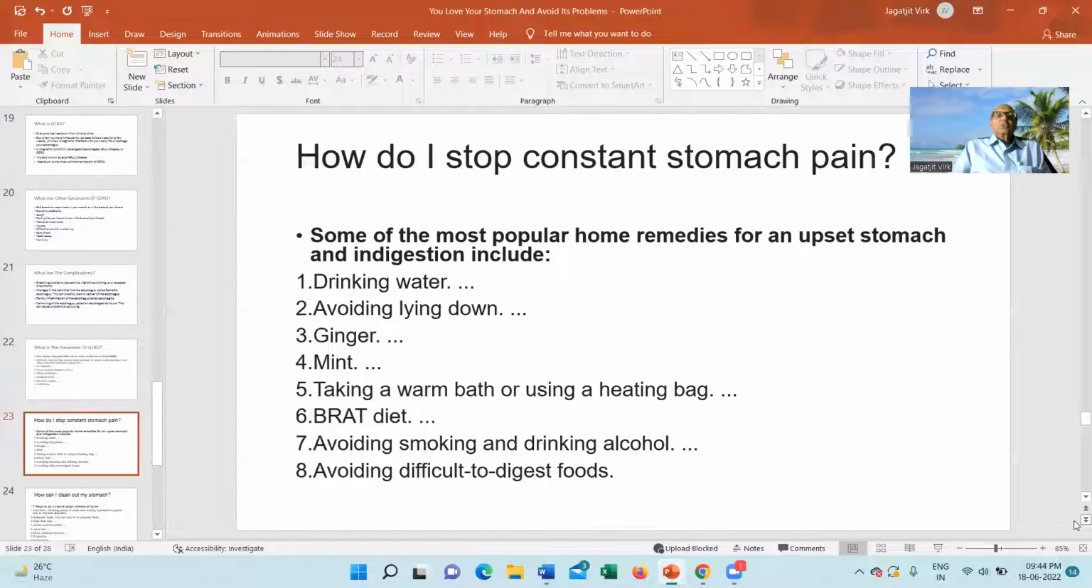How do I stop constant stomach pain? Some of the most popular home remedies for an upset stomach and digestion include drinking water, avoiding lying down, ginger, mint, taking a warm bath or using a heating bag, bread diet, avoiding smoking and drinking alcohol, avoiding difficult to digest foods.